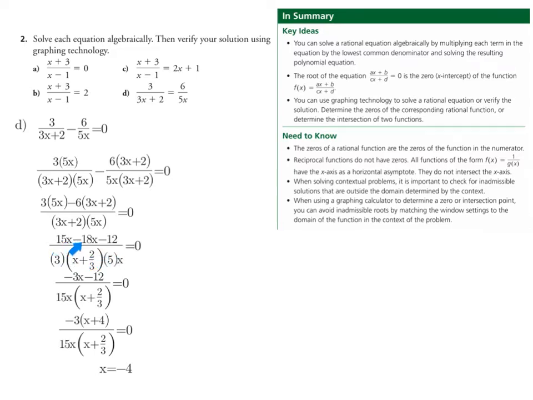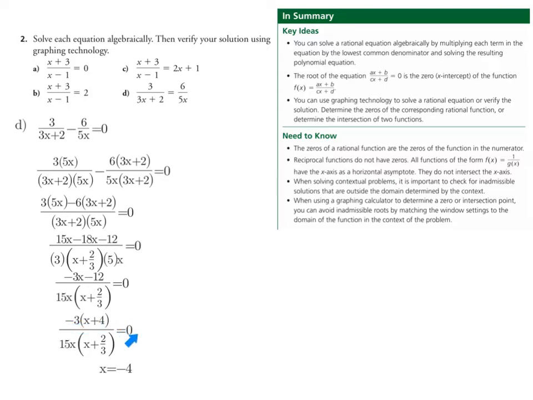All right, so 15x minus 18x is negative 3x for the top, minus 12. Again, I like to factor, so it's always x plus something, x minus something. So I'm taking out this negative 3, and we get negative 3 times (x plus 4).